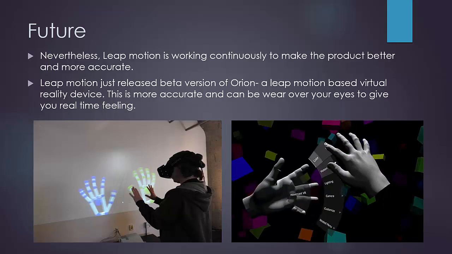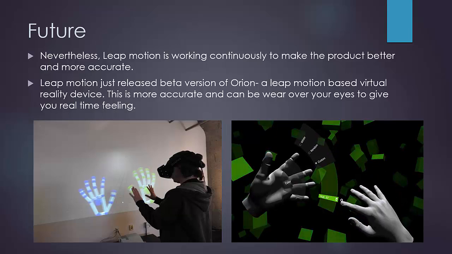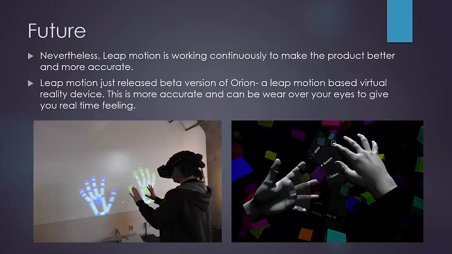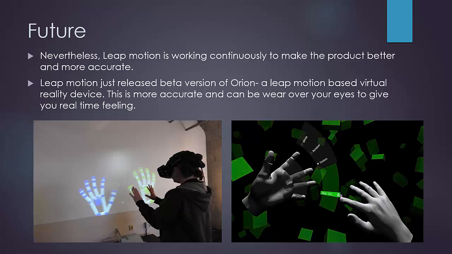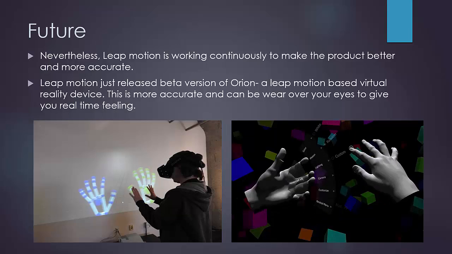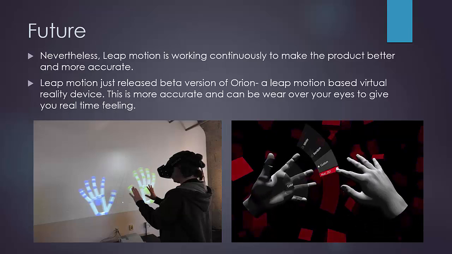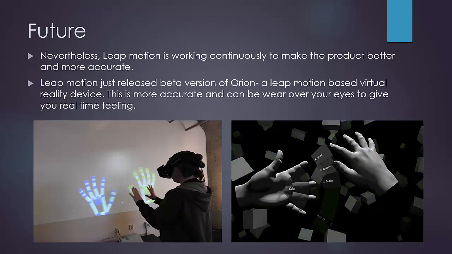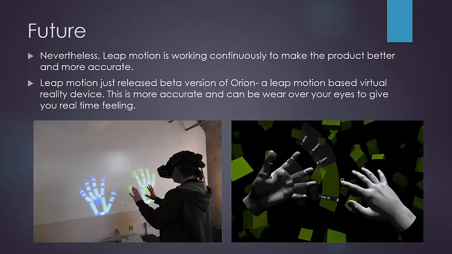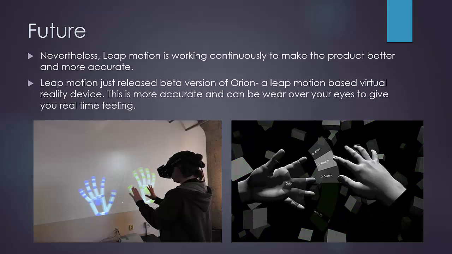To give you an example, they just released a beta version of Orion. So Orion is a virtual reality device that they put into the market. This is also accurate and can be worn over your eyes to give you a real-time feeling. As you can see on the left-hand side image, a person is wearing a gadget on his eyes and then making a gesture. And on the right-hand side, there is an example of one of the applications where the user is choosing a color or hovercraft by moving his right hand. So this is kind of cool.